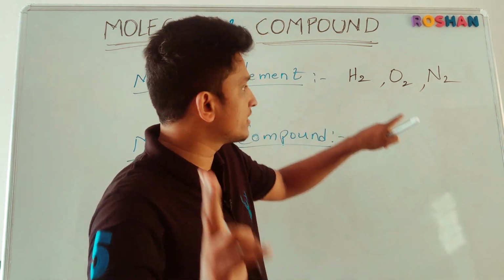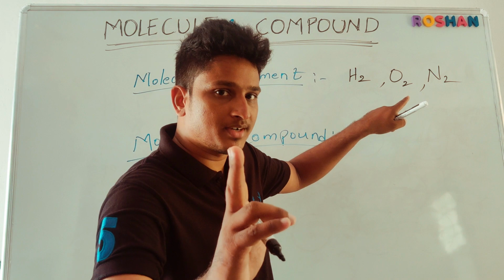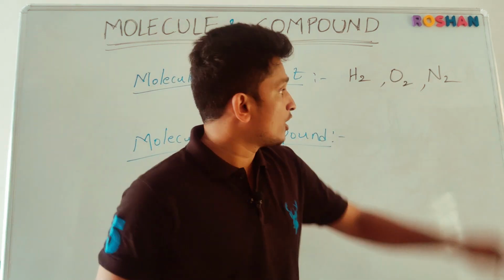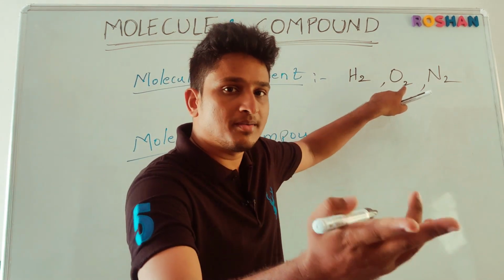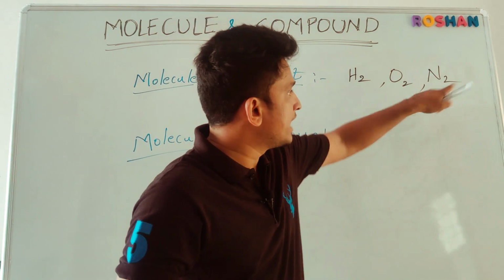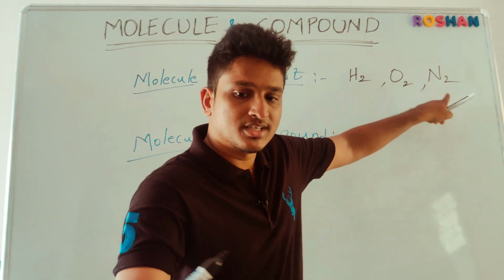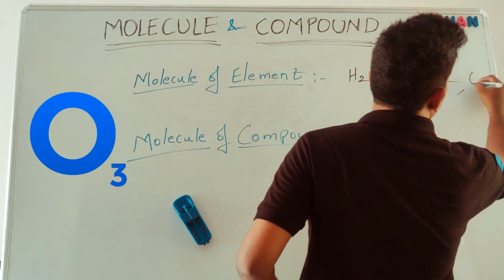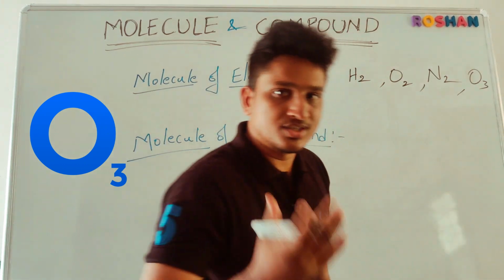Of course, two atoms are there. These two atoms belong to the hydrogen element. Here, O2. How many atoms? Two atoms. Belong to any different element? No. Oxygen element only. N2, two atoms. Belong to nitrogen element only. Or O3, ozone. Three atoms are there. Belong to oxygen element only.